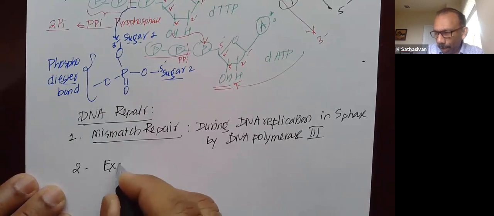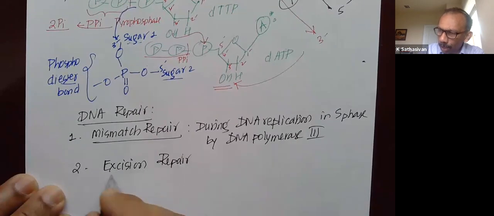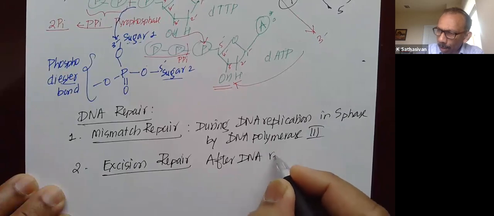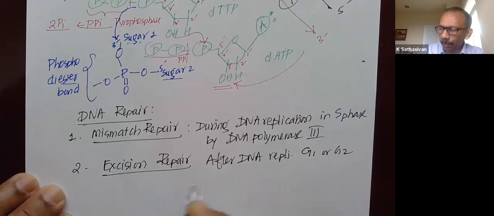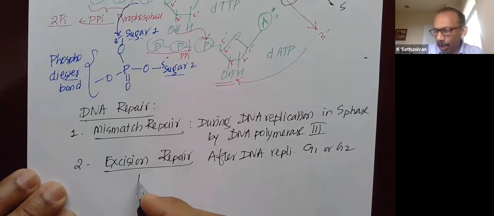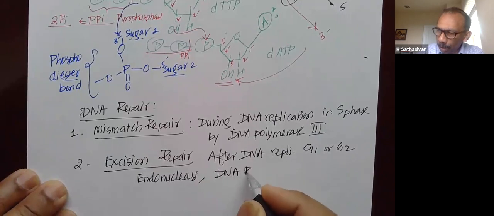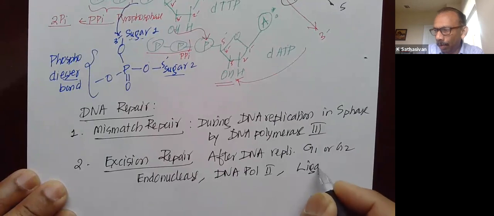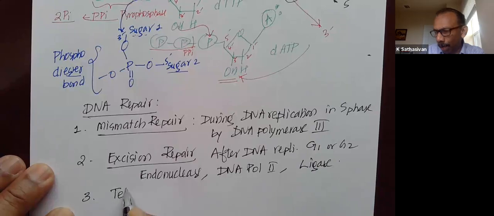The next repair is excision repair. And this happens after the DNA replication, and this can be in G1 or G2 phase. Any damage that happened to the DNA, this involves an endonuclease that will cut the damaged part, and then DNA polymerase 2 and DNA ligase. All these will do that excision repair. The last but not the least is telomere repair.